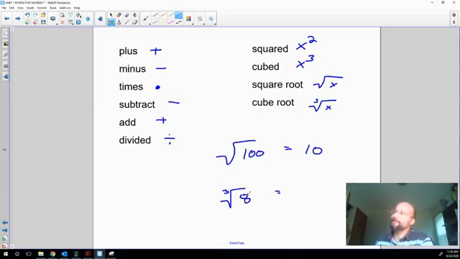Cube root asks, which number can you multiply itself to itself 3 times to get that number? So what number multiplied by it to itself 3 times gets 8? And that's 2, because 2 times 2 times 2 is 8. And the square root, remember, it's 2 times, and 10 times 10 is 100.